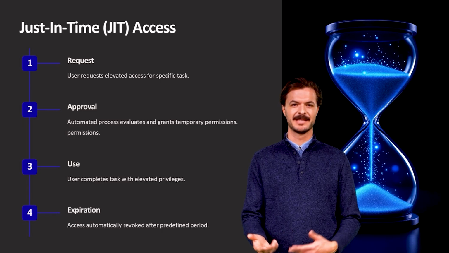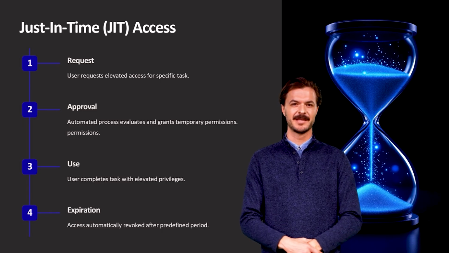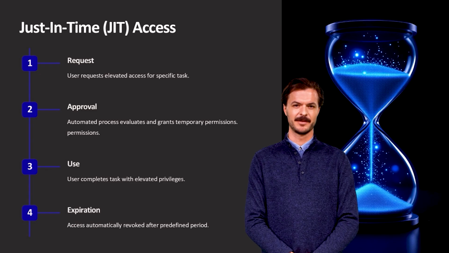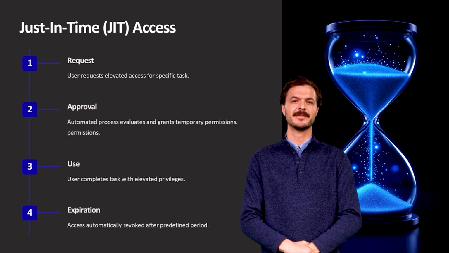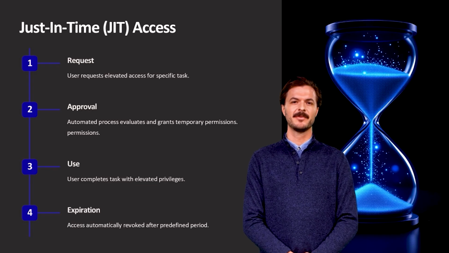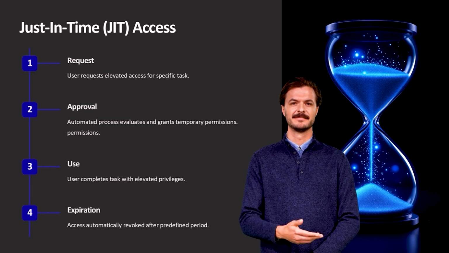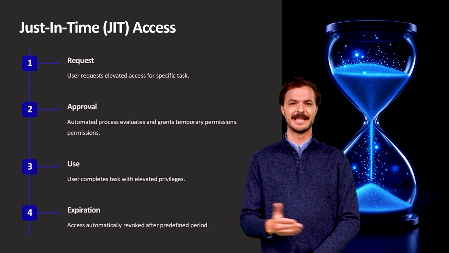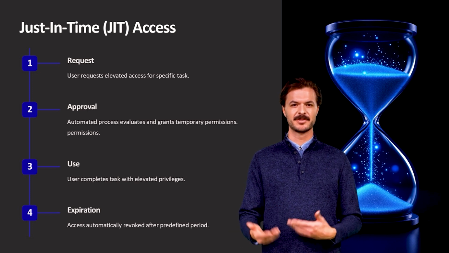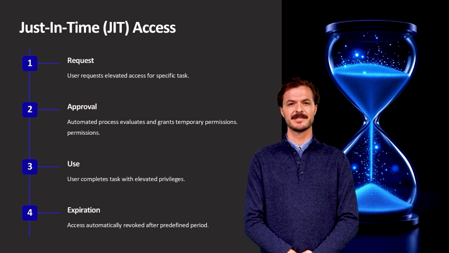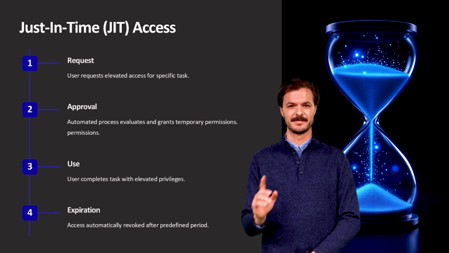Just-in-time access (JIT) is a security model that provides users with access to resources only when they need it, and for a limited time. This approach minimizes the risk of unauthorized access by reducing the window of opportunity for potential breaches. JIT access is often used in identity and access management (IAM) systems, allowing organizations to grant temporary permissions for specific tasks or roles, ensuring that users have the necessary access without compromising security.